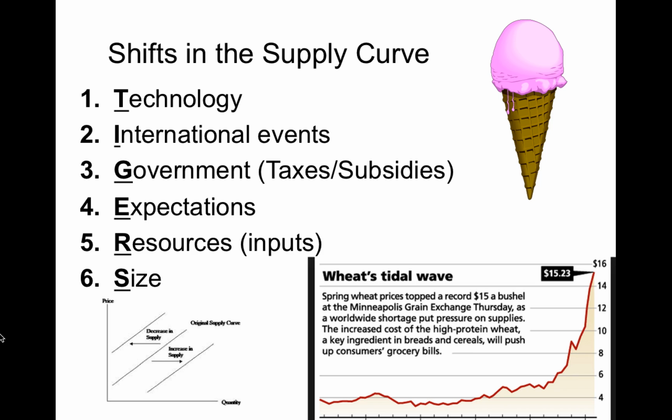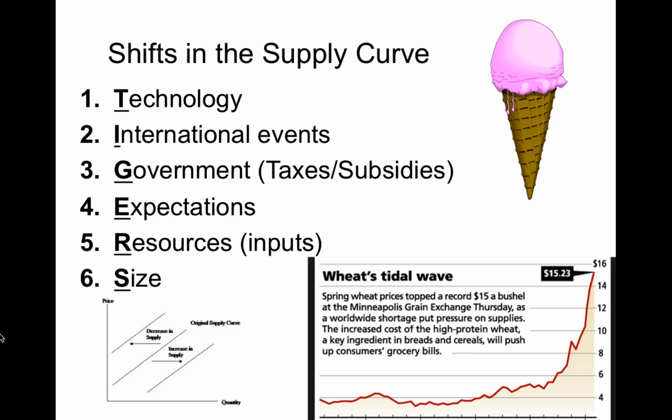But wheat is an input for a lot of goods, and the prices of wheat have started to go up. And it even says here, spring wheat prices topped a record $15 a bushel at the Minneapolis Grain Exchange Thursday as worldwide shortage put pressure on supplies. The increase of cost in the high-protein wheat, a key ingredient in breads and cereals, will push up consumers' grocery bills. So it has nothing to do with the price of bread or cereal. It is an input for making those, and so that will decrease the supply.